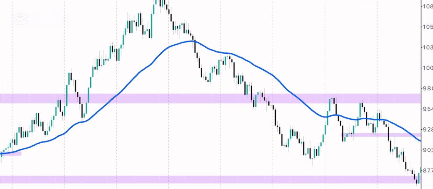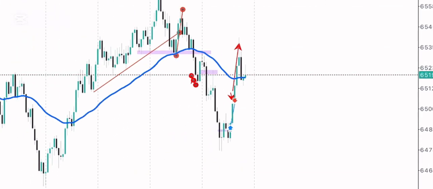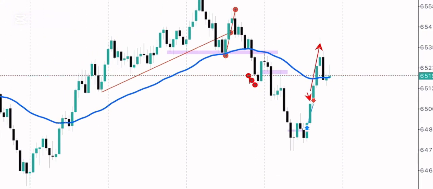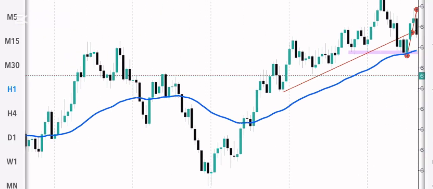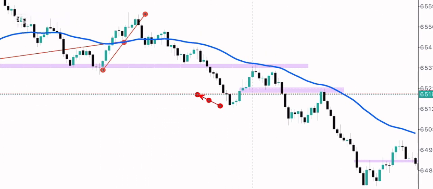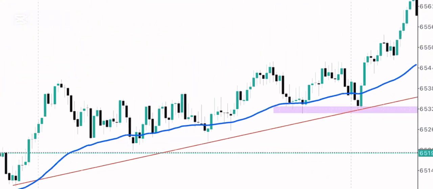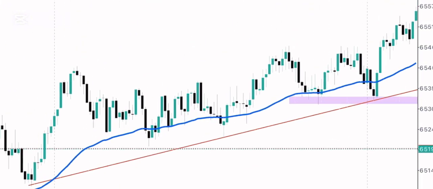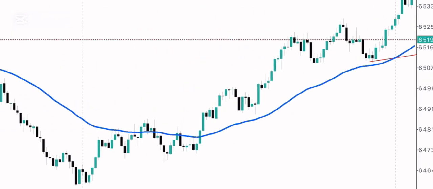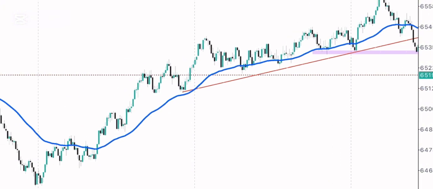Okay, so let's now look at the third one rather, which is the last, and that is the market structure strategy. The market structure strategy. So how does it work? How it works is very simple.